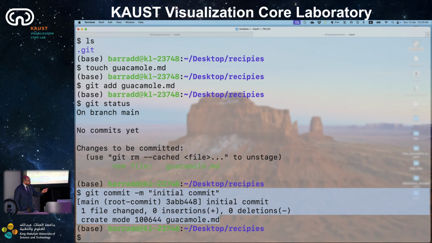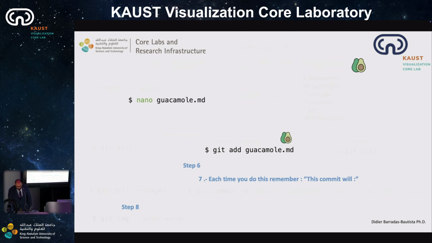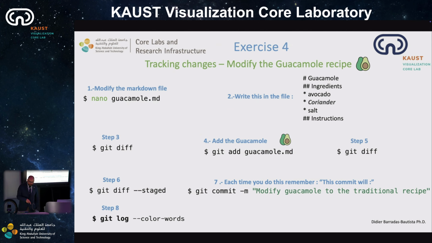So, if we go back, if you do git status, now it should show that there is nothing there, right? Because the file left the staging area and now it has been tracked. Now you started the history of this file, and now we can do more modifications to it. That's exactly what we're going to do.